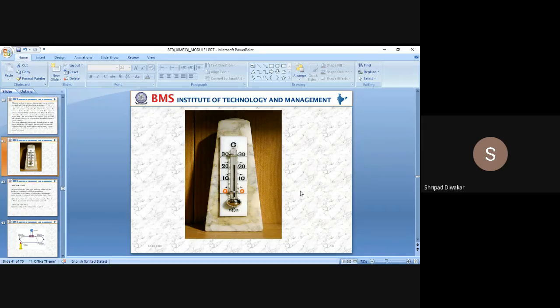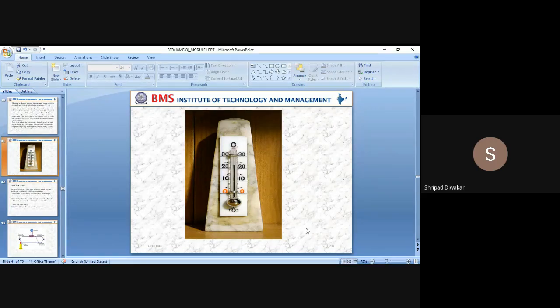For example, in a mercury glass thermometer there will be a change in length. In a thermocouple there will be a change in electromotive force, EMF. In the case of a radiation pyrometer, it is the intensity of radiation, and in a resistance thermometer, the change in resistance. These are the properties that change as the temperature changes in the system, so these properties are called the thermometric properties.